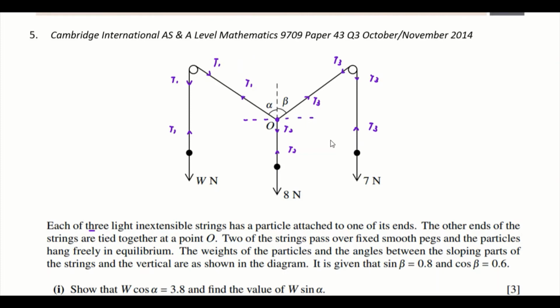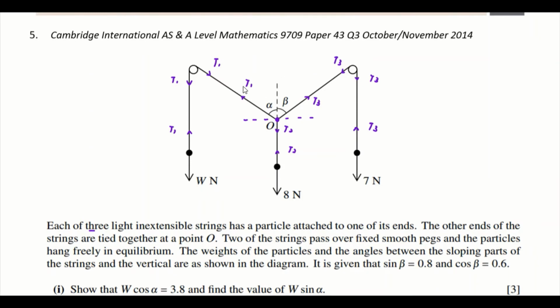Alright, so by looking at this, you should be able to realize that for W cos alpha, it refers to the vertical component because your alpha is here. So if, let's say, you want to solve for this line, then eventually going here will be T1 cos alpha. That's why to find W cos alpha, we will solve the vertical component first.